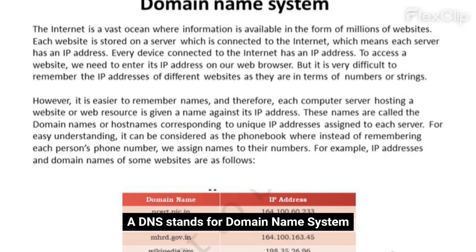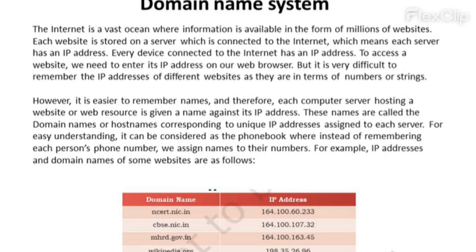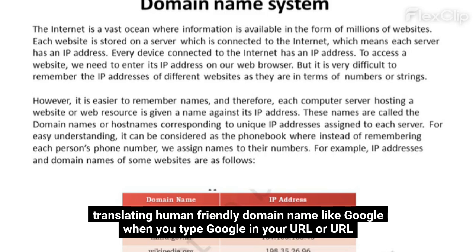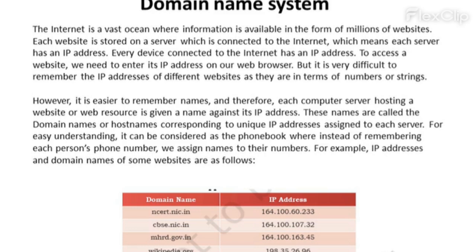So DNS stands for domain name system, and it acts like the phone book of the internet. It translates a human-friendly domain name like Google. When you type Google in your URL or URI, it translates google.com into a machine-readable IP address.